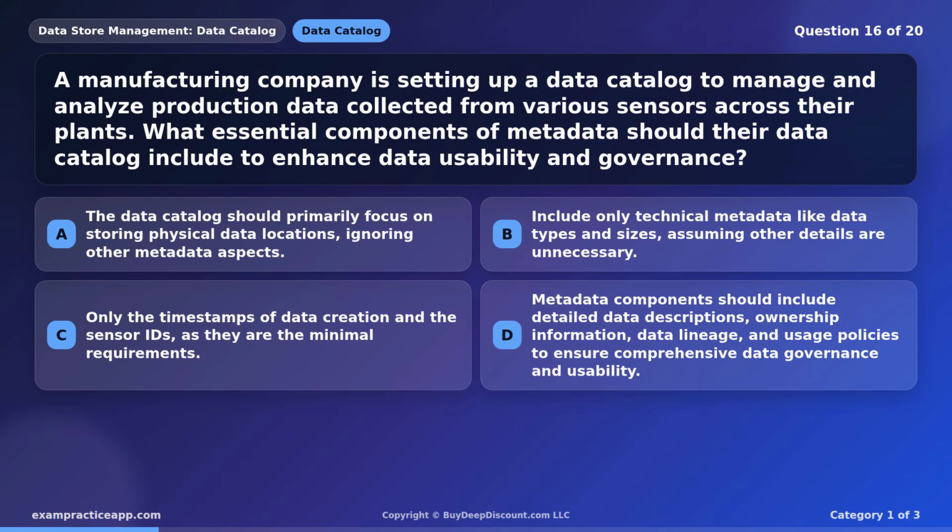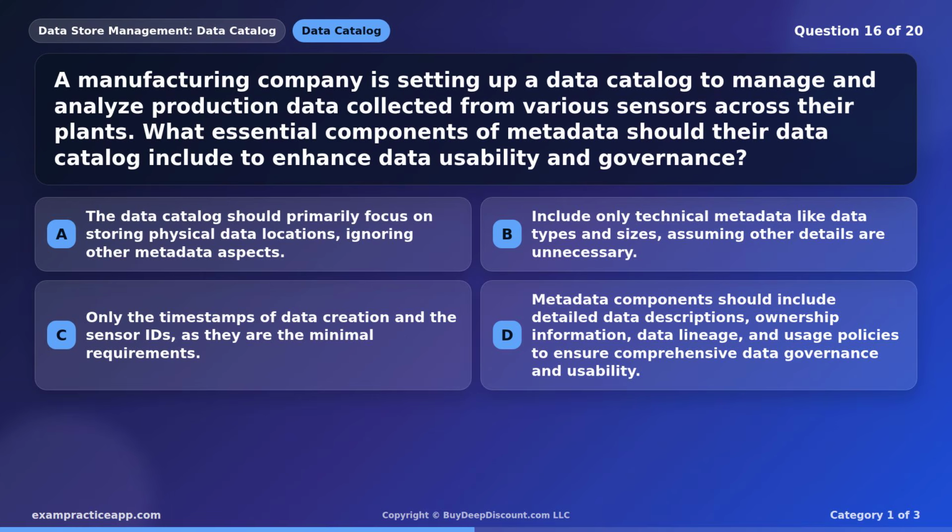Option A. The data catalog should primarily focus on storing physical data locations, ignoring other metadata aspects. Option B. Include only technical metadata like data types and sizes, assuming other details are unnecessary. Option C. Only the timestamps of data creation and the sensor IDs, as they are the minimal requirements. Option D. Metadata components should include detailed data descriptions, ownership information, data lineage, and usage policies to ensure comprehensive data governance and usability. Take a moment to choose your answer.